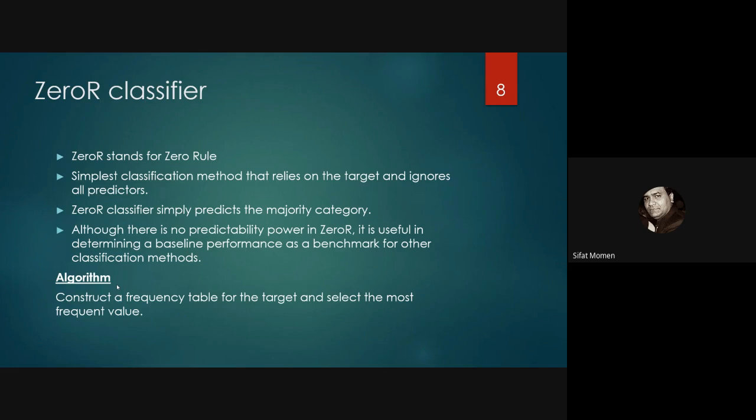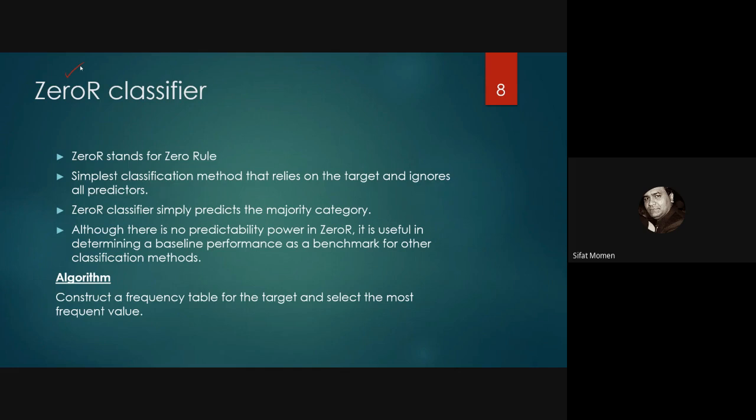It's called a ZeroR classifier. We're going to talk about it right now. ZeroR stands for zero rule classifier. So ZeroR classifier means zero rule classifier. It is probably the simplest classification method that I'm going to discuss. This is the simplest classifier, isn't it?